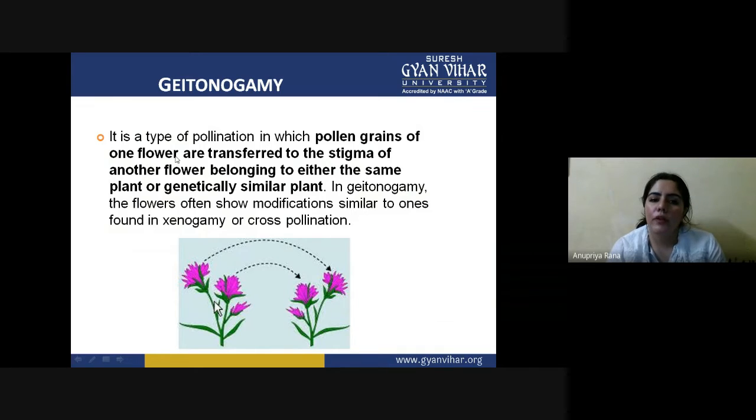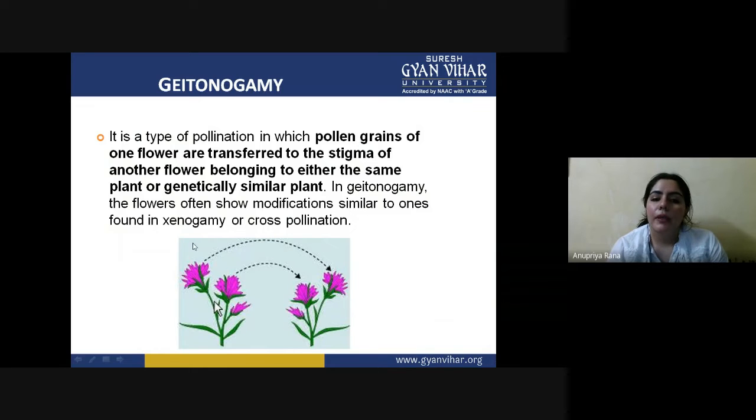So the pollen grain of one flower is transferred to the stigma of another flower belonging to either the same plant or a genetically similar plant. So this is the condition here. The plant should be the same, or they should be identical in genetic makeup. That's why this is called geitonogamy. So geitonogamy is all about genetically stable plants having pollination. In geitonogamy, the flowers often show modifications similar to those found in xenogamy or cross pollination. So sometimes they can show the modification too, like they are pollinated like in cross pollination.